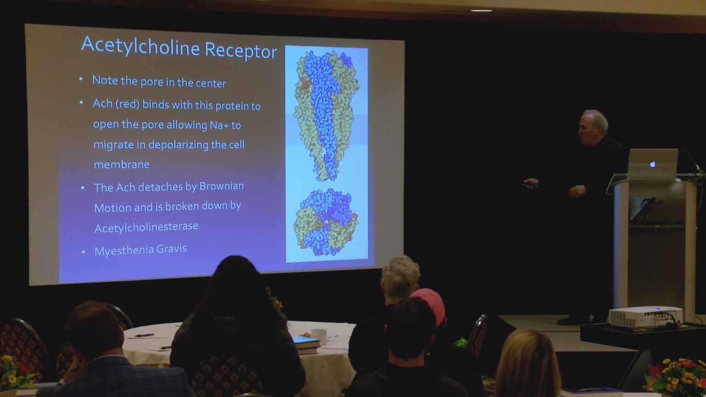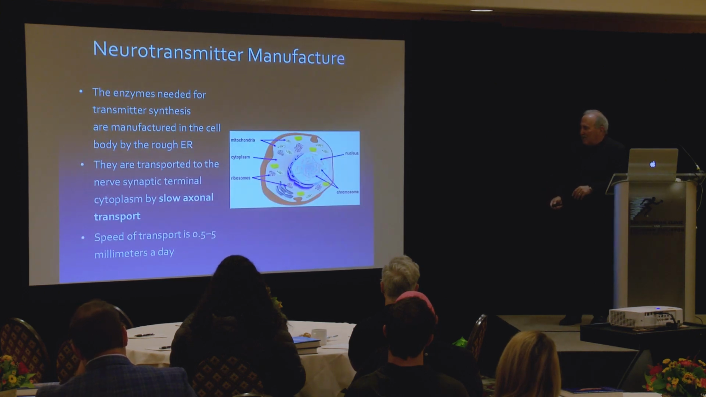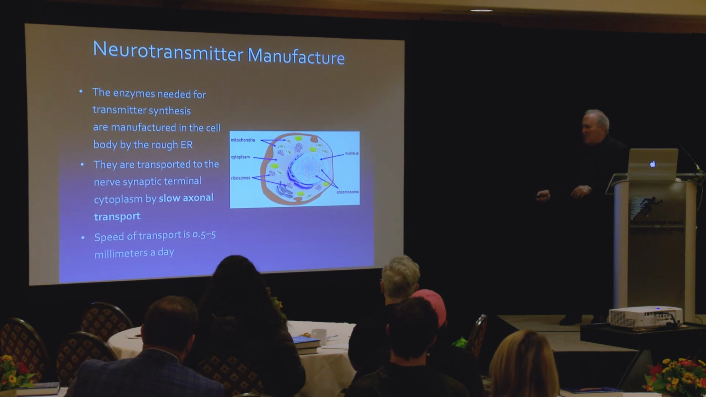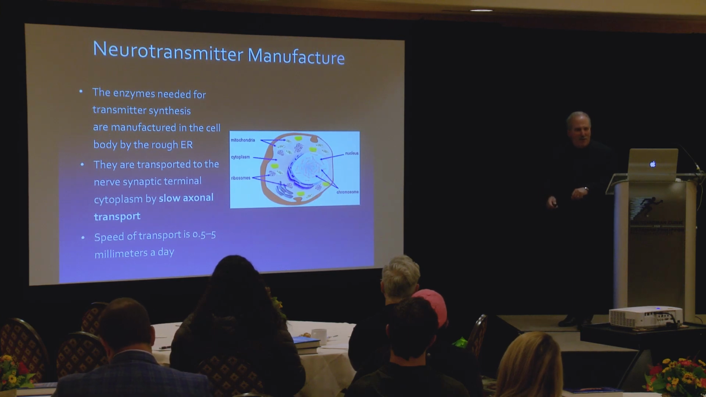Then the acetylcholine actually, if you guys remember Brownian motion from years ago, just sort of bounces out and is taken care of by acetylcholinesterase. So there are enzymes that create transmitter. The next thing we have to talk about is peripheral neuropathy. Why is peripheral neuropathy a big deal?